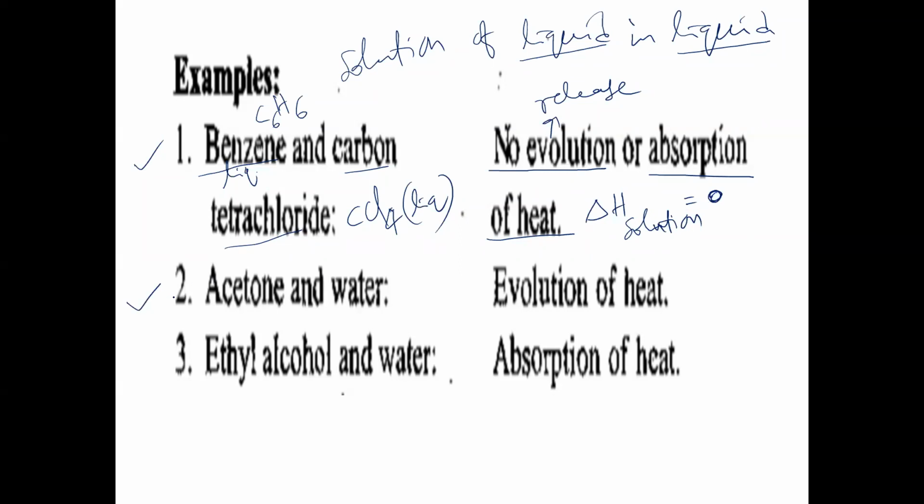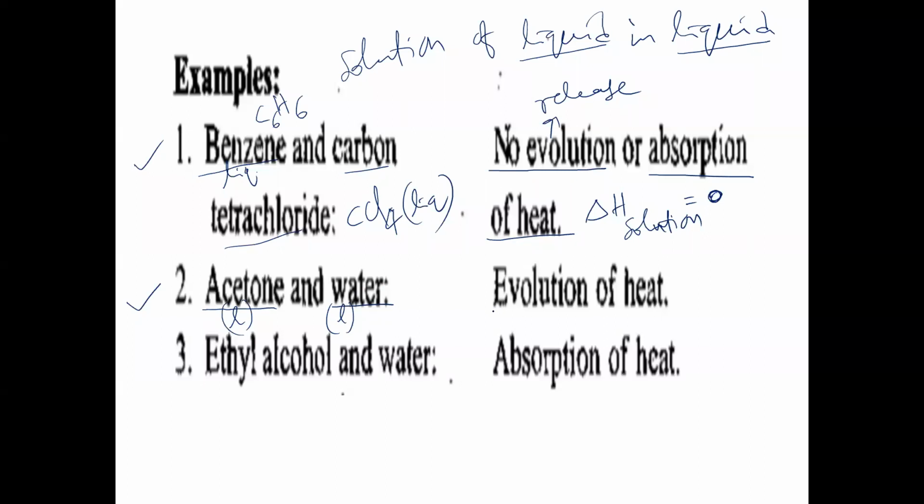The second type of solution is the solution of acetone liquid in water liquid. When you dissolve acetone in water, acetone is liquid and water is also liquid. So one liquid is dissolved in another liquid. If acetone is taken in small quantity, it is called the solute, and water is taken in large quantity, it is called the solvent. So the solute liquid is dissolved in the liquid solvent.